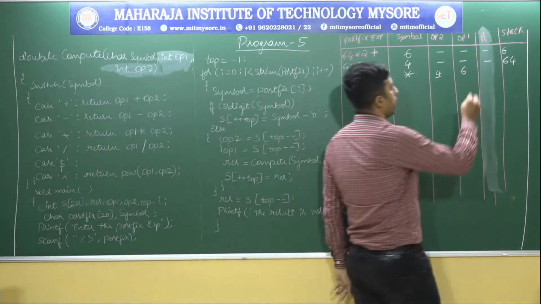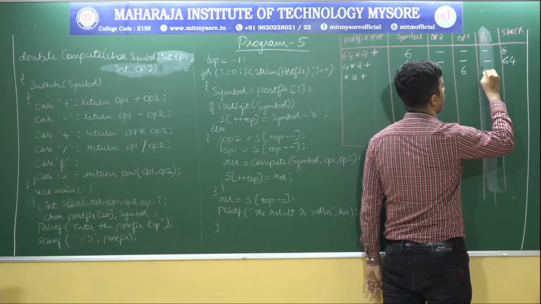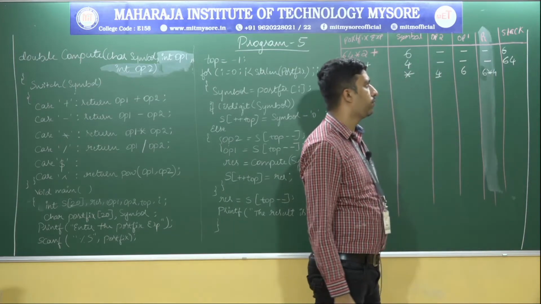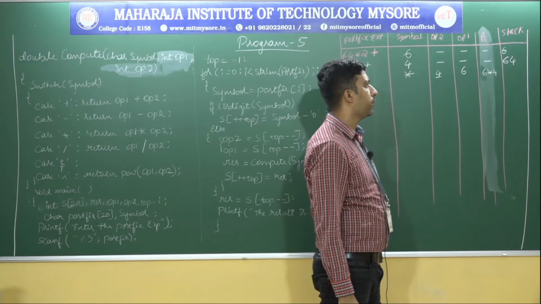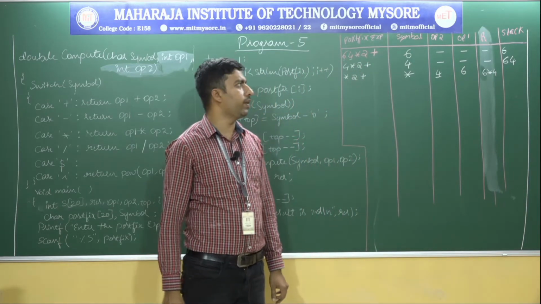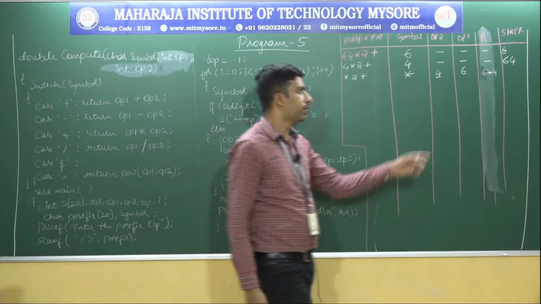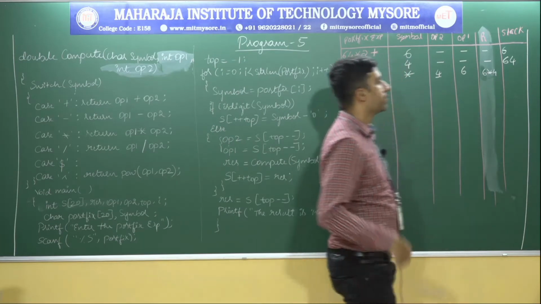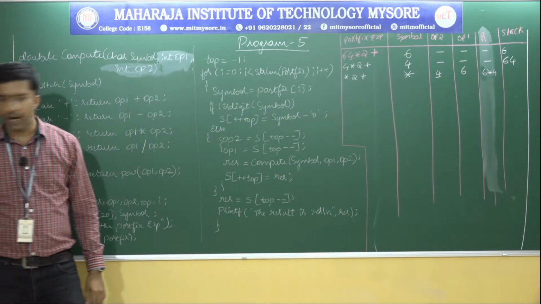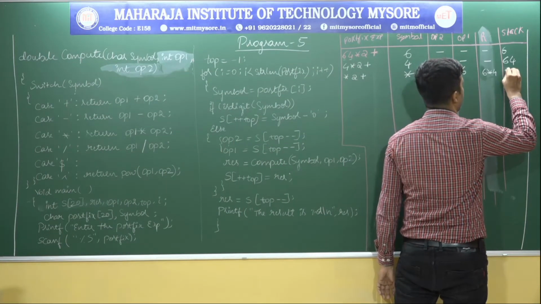Now it is going to perform the operation. The result is equal to operator 1 star operator 2, that is 6 star 4. 6 fours are 24. 24 will be stored at the stack. The result will be pushed to the stack, and 24 is the result.